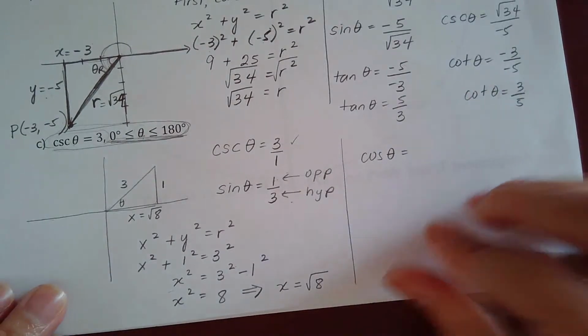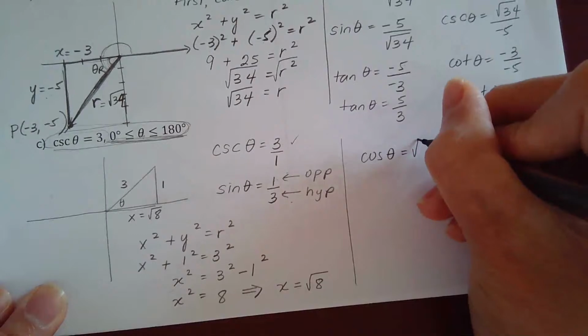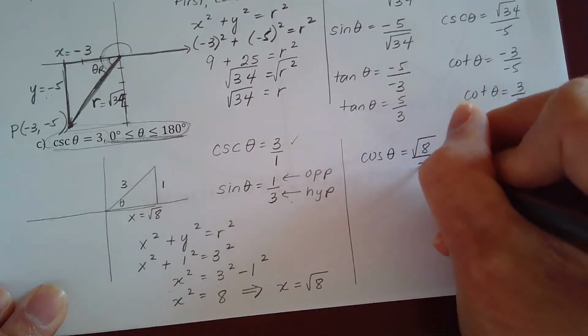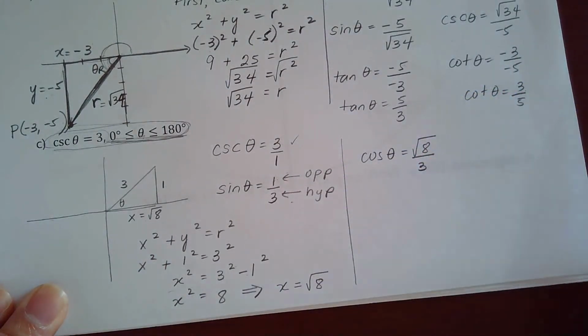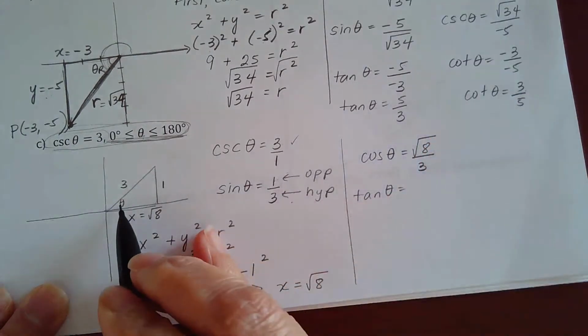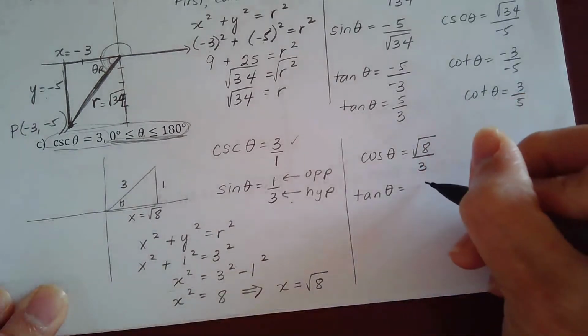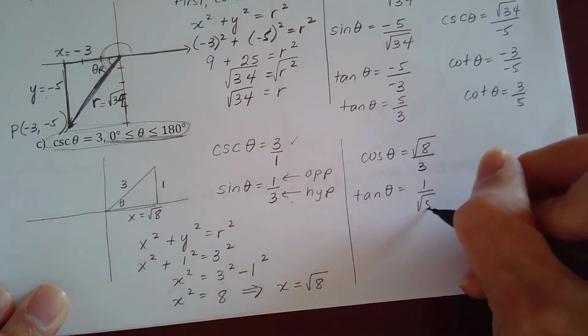Cosine theta is adjacent over hypotenuse, so that's going to be square root of 8 over 3. Okay, we need the tangent theta. Tan theta is opposite over adjacent. So opposite is 1, adjacent is root of 8.